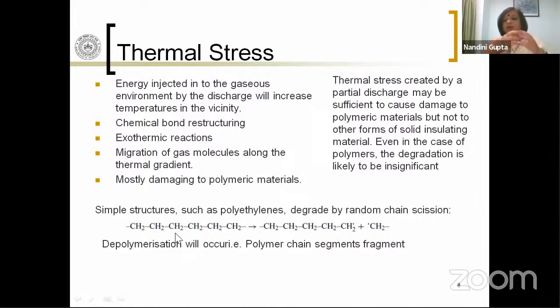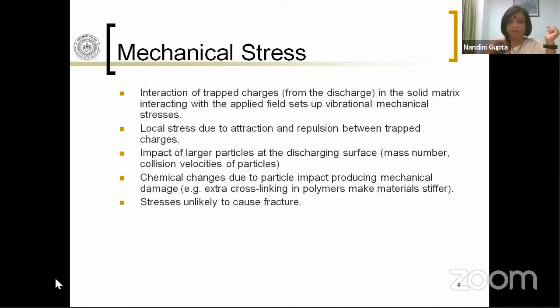Depolymerization may occur, so that polymeric chains might break down and you would start with a certain polymer and end up with a degraded polymer. Mechanical stresses might also be generated. In the discharge, there are charges, and these charges migrate from one point to another. And when they travel, solid dielectrics have the property to be able to trap charges. What we mean by trap charges, we will discuss, I think, day after tomorrow.